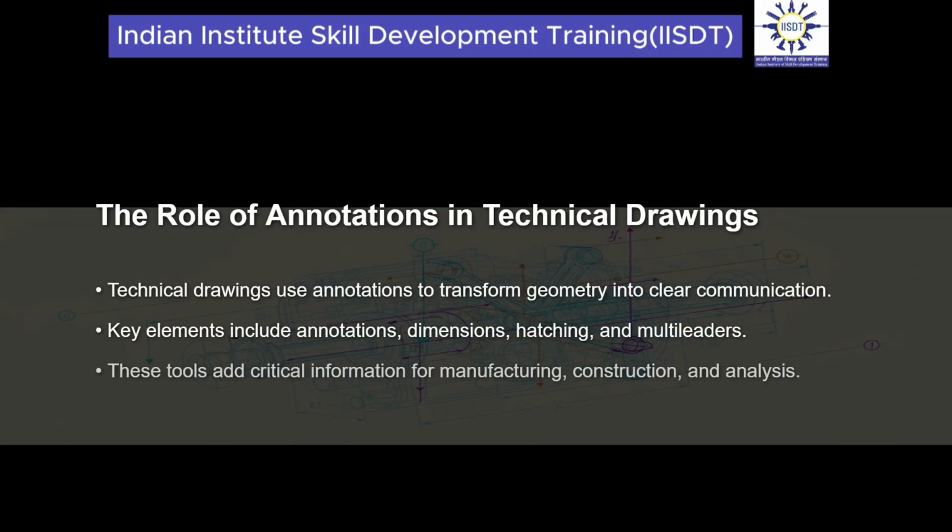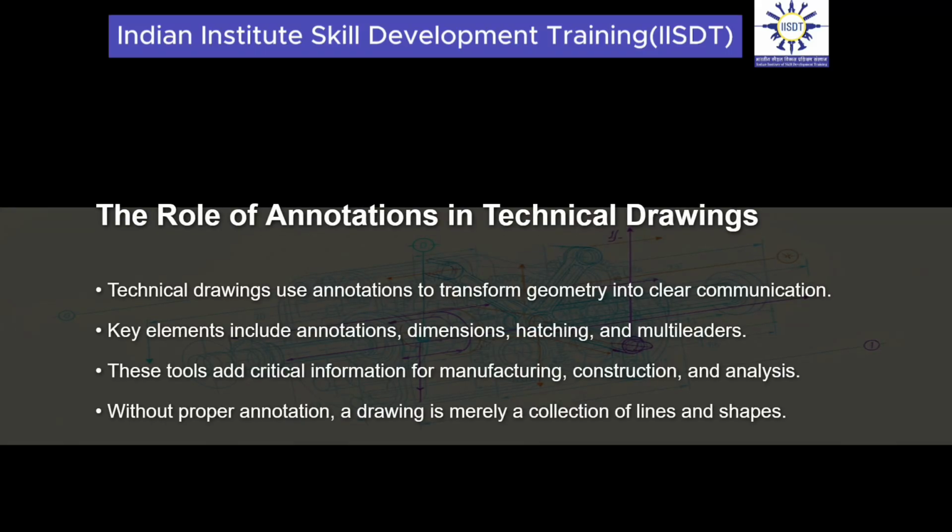Welcome. Today, we're diving into the essential elements that bring technical drawings to life. A drawing is more than just lines, arcs, and circles. It's a language, a precise form of communication used in engineering, architecture, and manufacturing. The geometry alone tells us the shape of an object, but how do we convey its size, the material it's made from, or how it should be assembled?